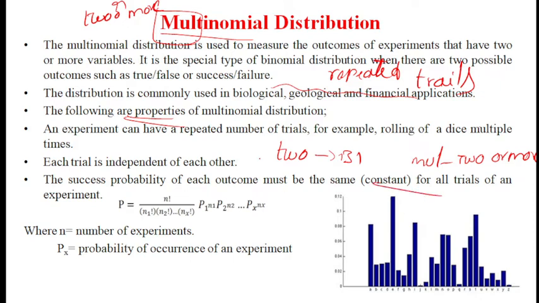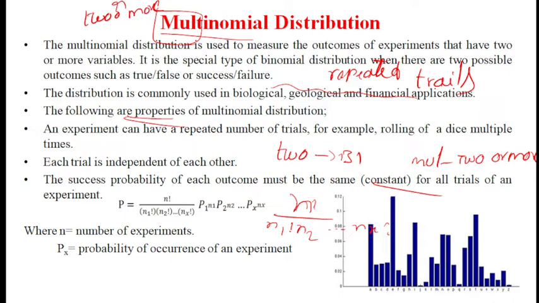What is the formula for this multinomial distribution? It resembles a binomial distribution, but it is not a binomial. P is equal to n factorial by n1 factorial, n2 factorial, and so on up to nx factorial. N indicates the number of experiments. P indicates the probability of occurrence of an experiment.